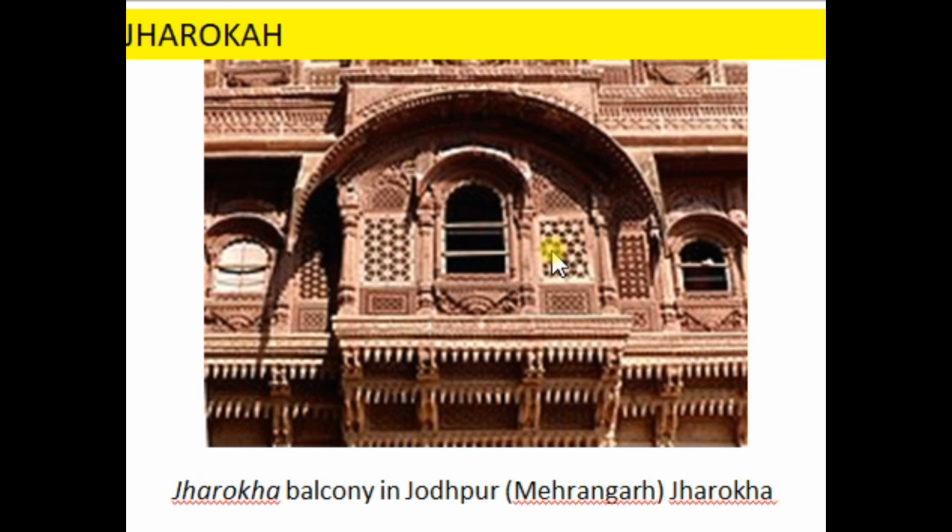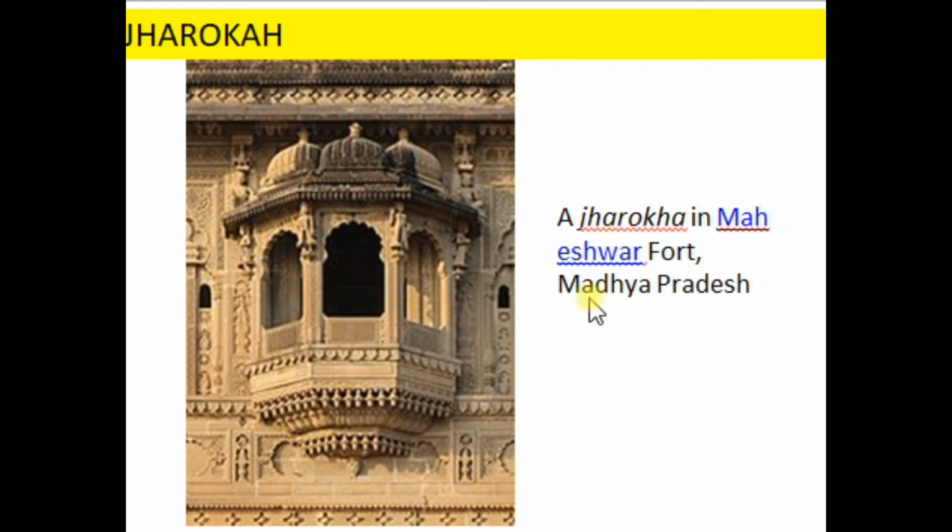The jharokha is more formal and ornamental than English or French windows. It is one of the most distinctive characteristic facets of medieval Indian architecture until the 19th century. So this is another example of a jharokha at Maheshwar Fort in Madhya Pradesh. So this is the second part of Indo-Islamic architecture.